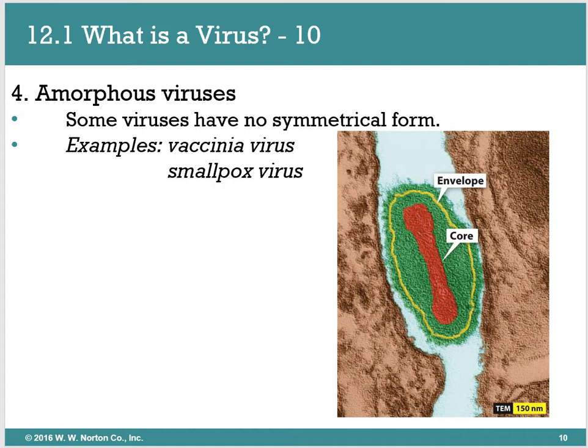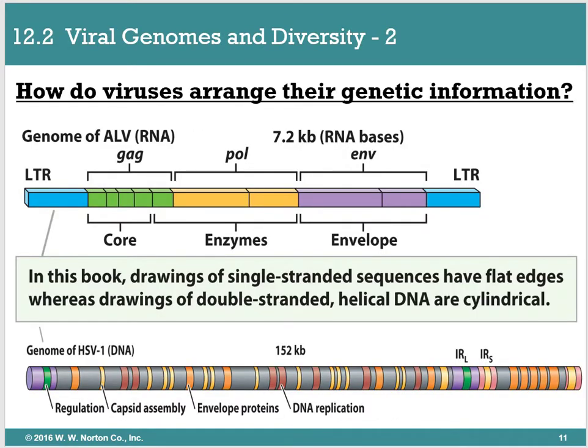Okay, so now we've talked about the shape. Now let's go into how they arrange their genetic information. So as I said before, viral genomes are very, very small, but they evolve very rapidly. And that enables them to evade host defenses very, very quickly. And with all the mutations, sometimes they can even jump into an entirely new species that they weren't able to infect before.